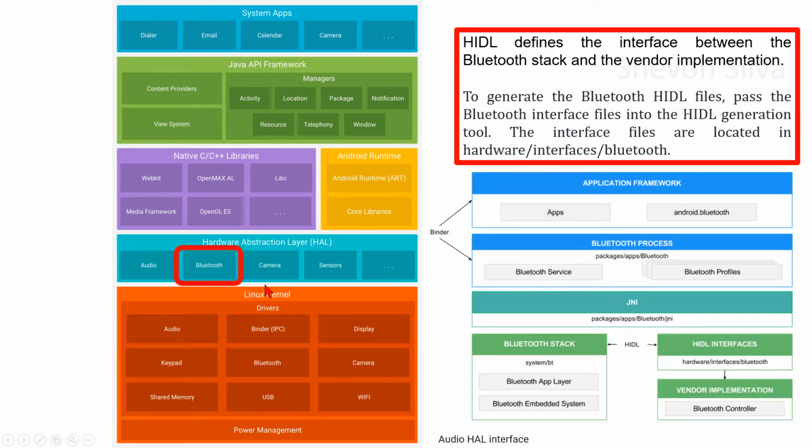Now we are considering Bluetooth. HIDL defines the interface between the Bluetooth stack and the vendor implementation. To generate the Bluetooth HIDL files, pass the Bluetooth interface files into the HIDL generation tool. The interface files are located in hardware/interfaces/bluetooth.